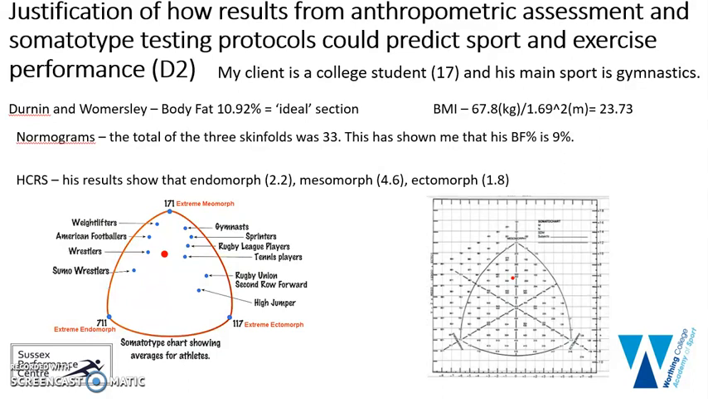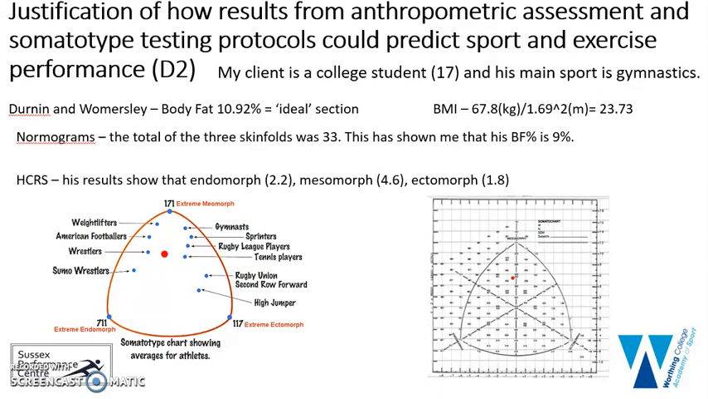Finally, there is the Heath-Carter rating system. His results showed that endomorph he's 2.2, mesomorph he's 4.6, and ectomorph he's 1.8. This shows that he's mostly mesomorph followed by endomorph. According to this, he's not specifically suited to a sport, but he could change his diet and exercise plan easily to become a wrestler by gaining mass, or he could become a tennis player by losing mass.